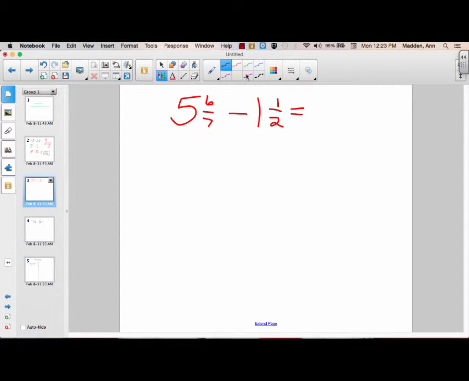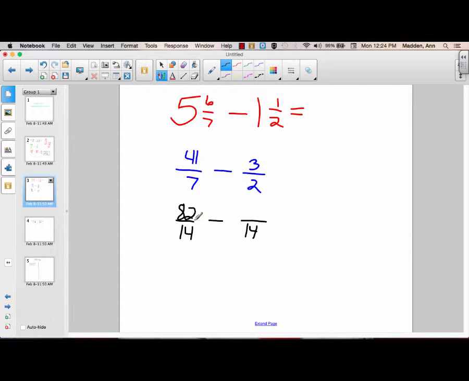My first step again was to change these mixed numbers into an improper fraction. 5 times 7 is 35, plus 6 and I keep my same denominator. 2 times 1 plus 1, and I keep my same denominator. My second step was to find a common denominator. My common denominator looks like it's going to be 14. How did I get from 7 to 14? Times 2. So 41 times 2 is 82.